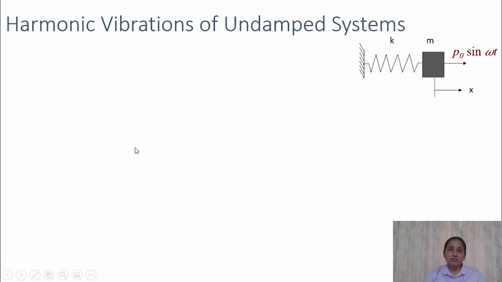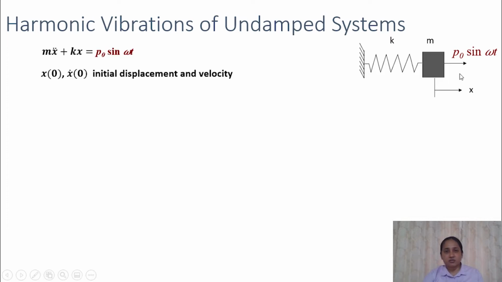So in free vibrations, we initially learned about undamped systems and then we moved on to damped system. So here also in harmonic vibrations, first we will be learning about undamped systems. That is when the damping in a system is negligible. As we have seen earlier, the components of an undamped system are its mass and stiffness. There's no damping in this system. So now a force P naught sine omega t will be acting on this system. Now let's write its equation of motion.